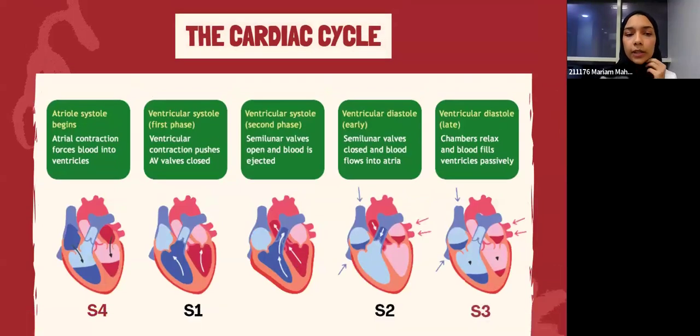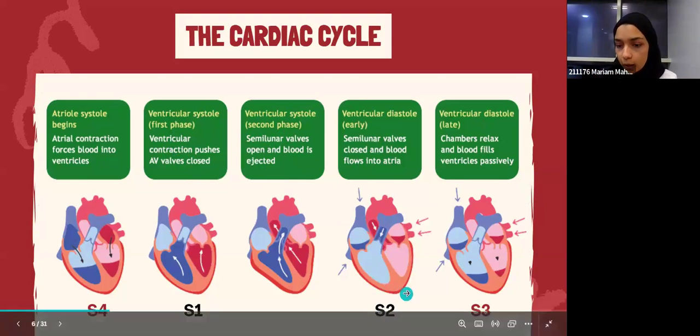Okay, so now for the cardiac cycle, you can see that ventricular systole is the first phase. When the ventricle contracts, it pushes the AV valves to close, which causes the first heart sound, S1. And then in ventricular systole, the semilunar valves open and the blood is ejected. And then in diastole, the semilunar valves are closed, which produces the second heart sound.